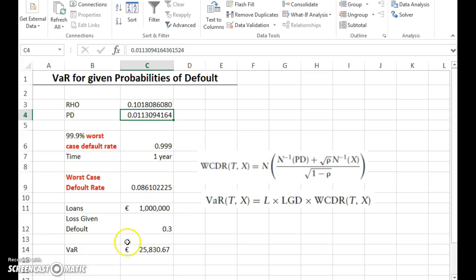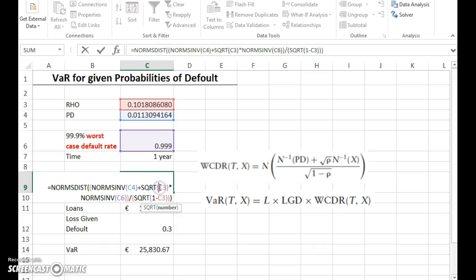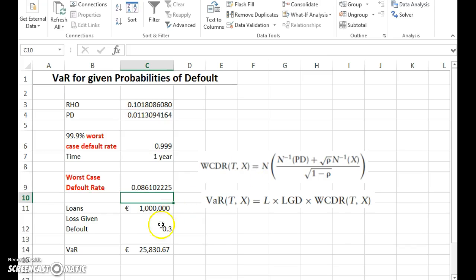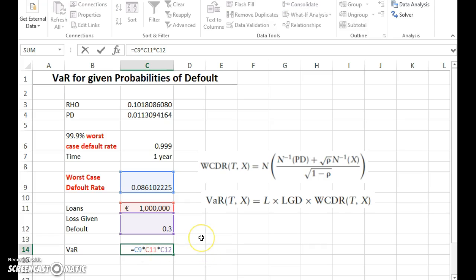To get this value at risk here, we use the formula here. We simply multiply the loans by the worst case default rate, which we have estimated by this Gaussian Copula formula here, and we multiply it by the loss given default, which is suggested by the bank itself. And the final value, if you multiply these three, gives us the value at risk for the loan book.